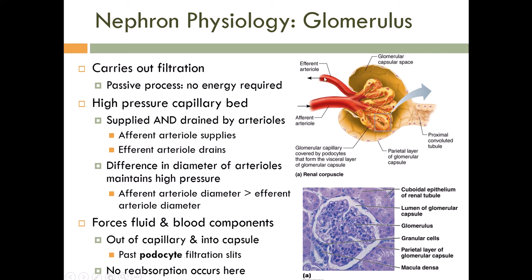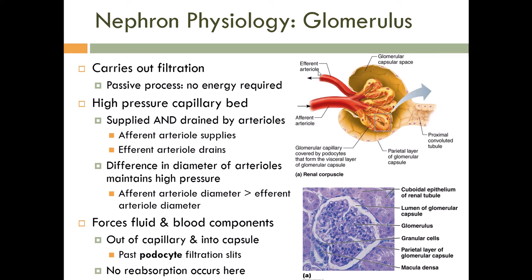Because they are both arterioles, they are both high resistance vessels, which creates a pressure gradient. The other thing that creates a very high pressure system here in the glomerulus is that the afferent arteriole is wider in diameter than the efferent arteriole. So we have a wide tube for blood coming in and then a smaller tube for blood leaving out, right?